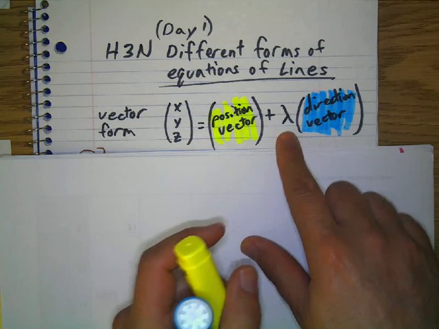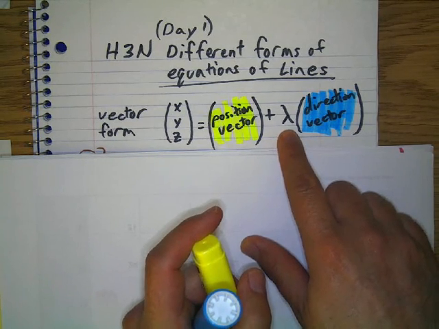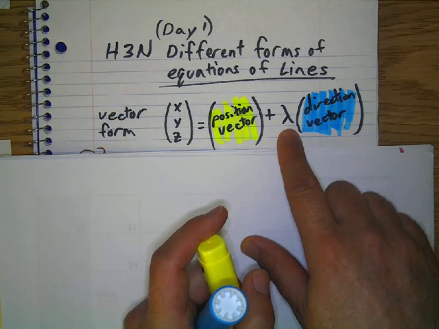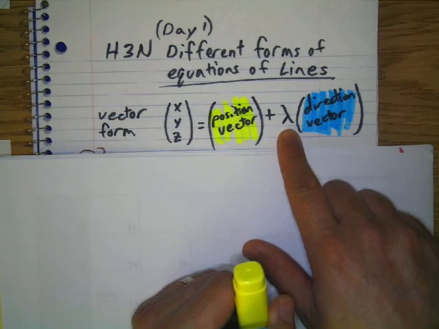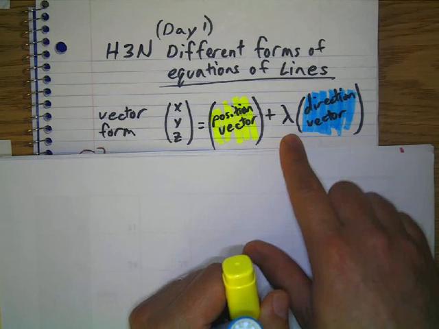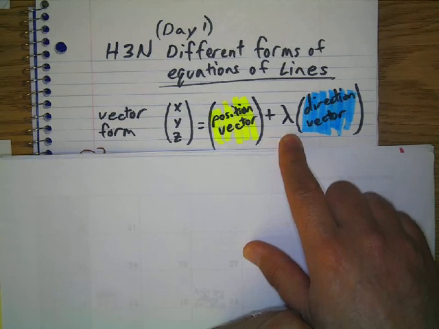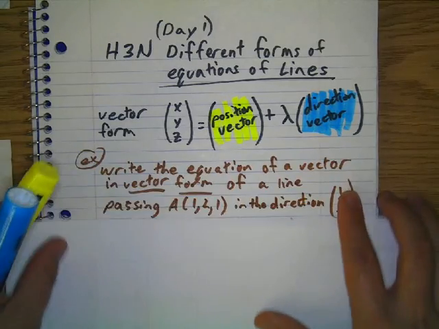And this is a scalar. This is saying where we are with respect to time. Our textbook uses the letter t, and I'm using a lambda just so we don't get the t's confused with plus symbols. Okay, so let's look at an example.